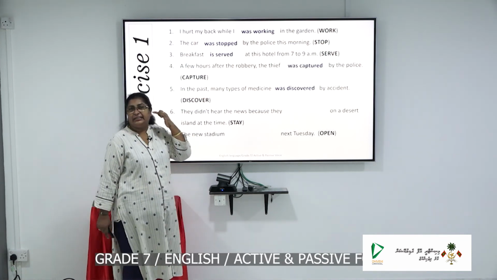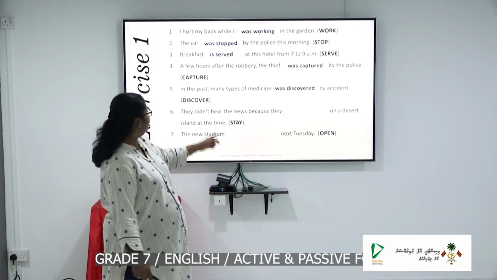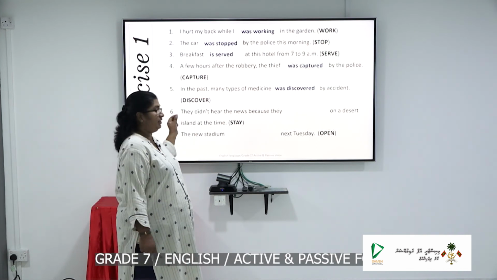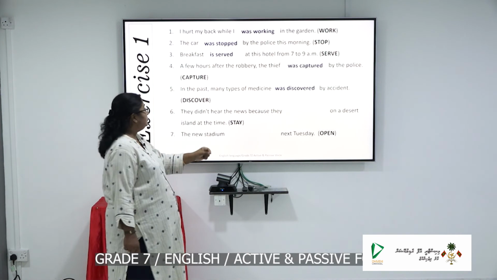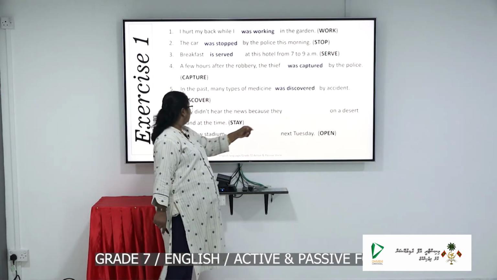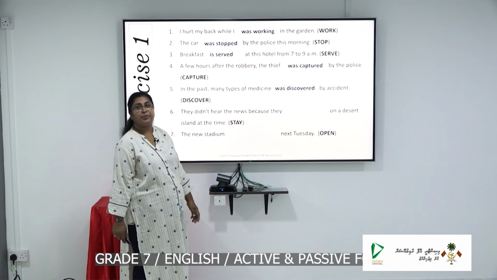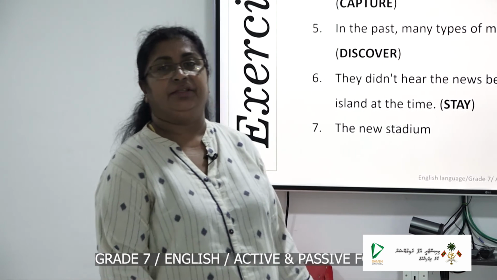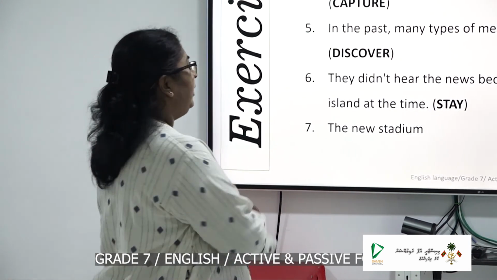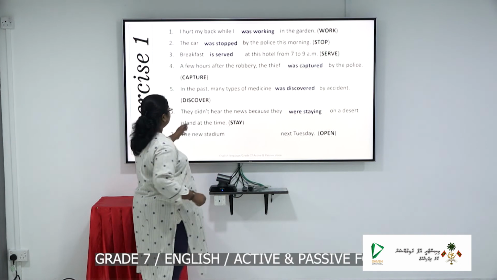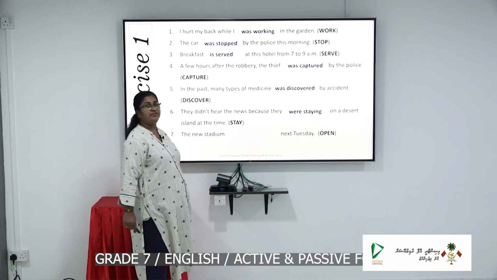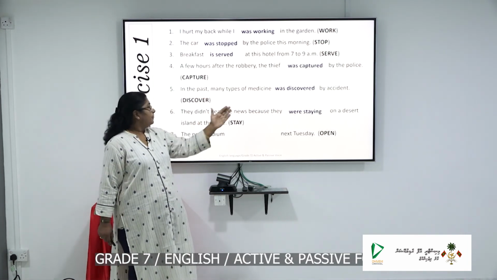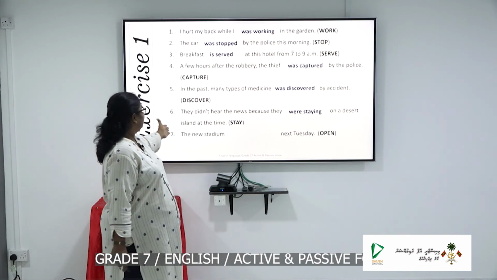They didn't hear the news because, please make sure to hear the news, okay? But here the problem is they didn't hear the news because they were staying on a desert island at the time. At the particular time when the news was given, they were on a deserted island. Now, what will come there? Okay, now let's see. Already the past is given: they didn't hear the news because they were staying on a desert island at the time.